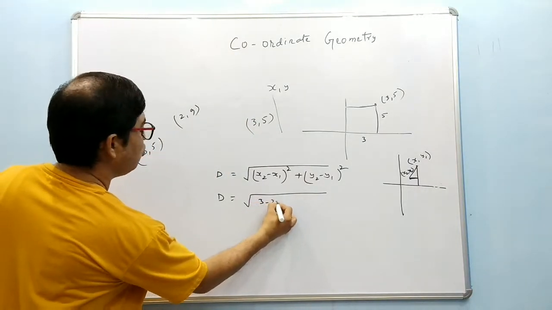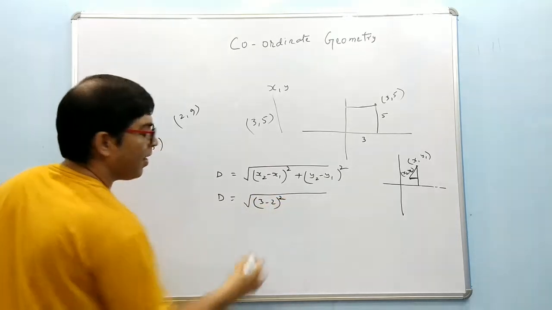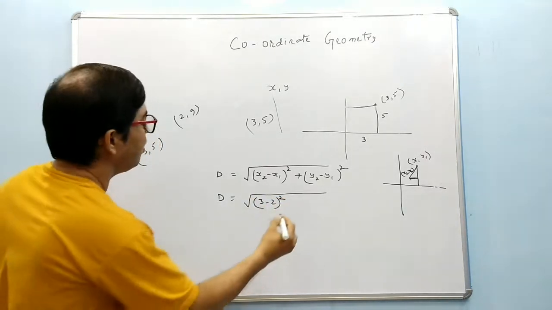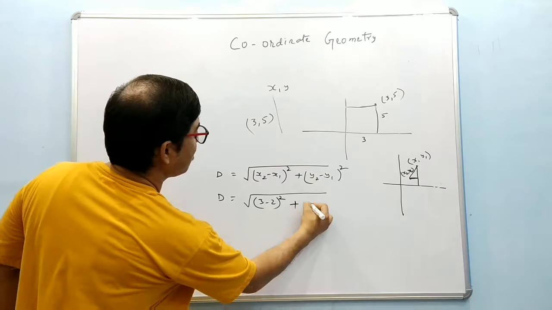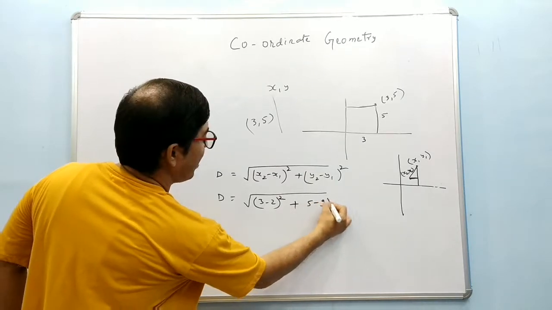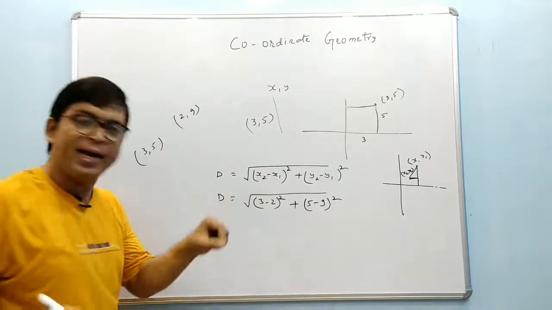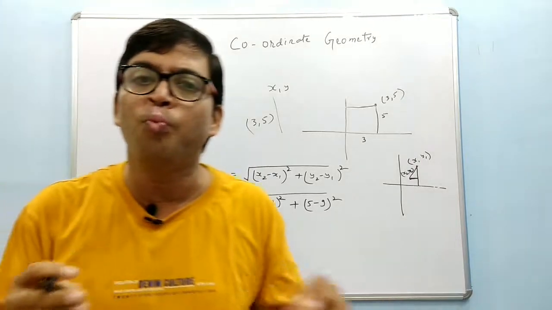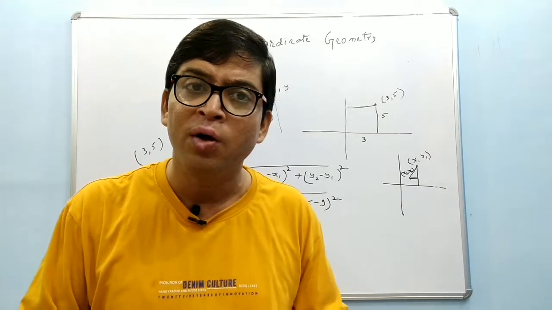So what is coming out here? 3 minus 2, the difference of the abscissa, squared, plus the difference of the ordinates, squared. So you will get the distance between 2 points very easily.